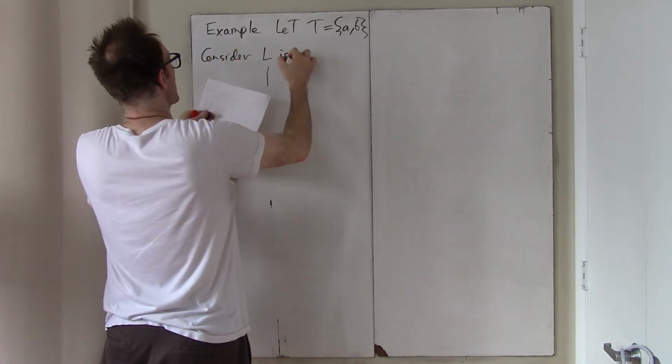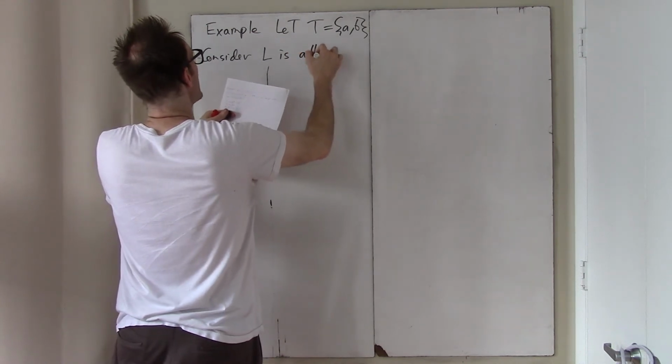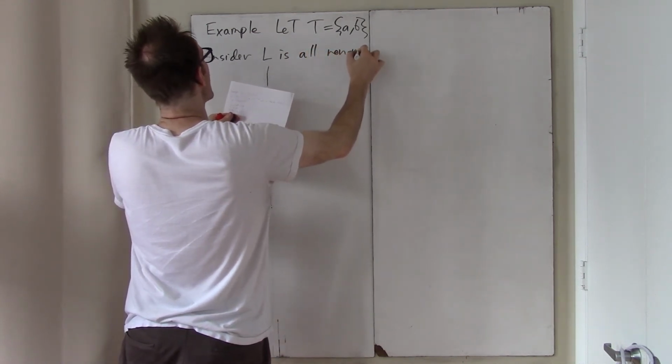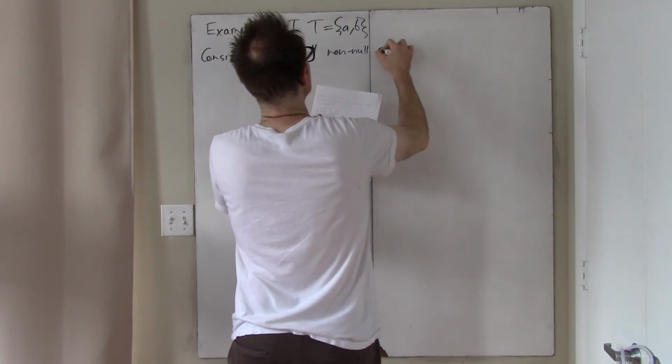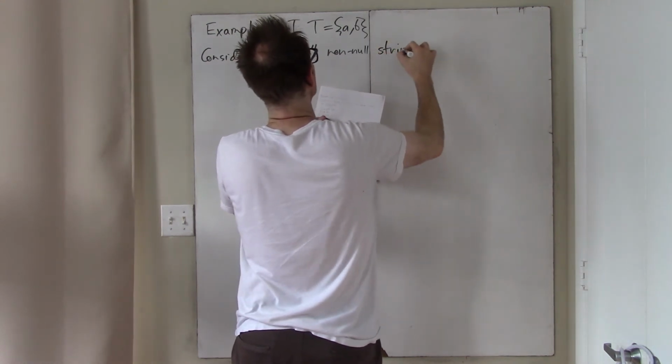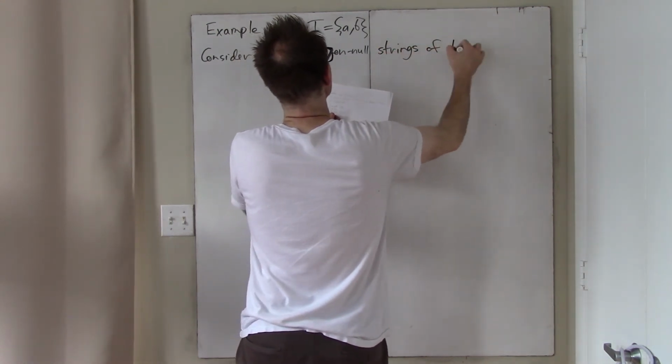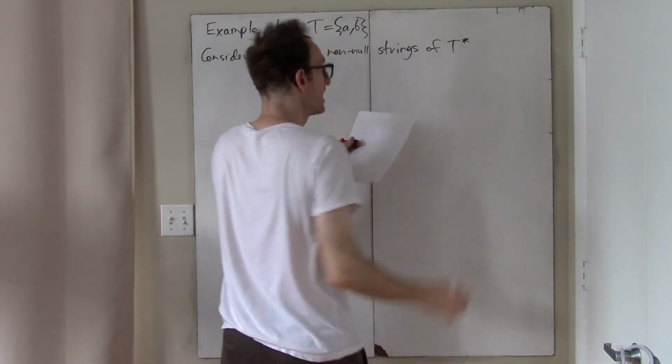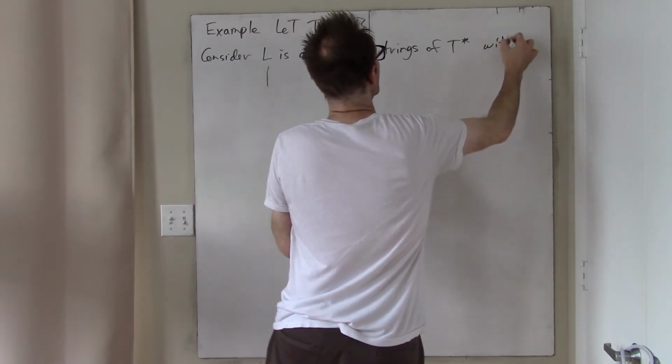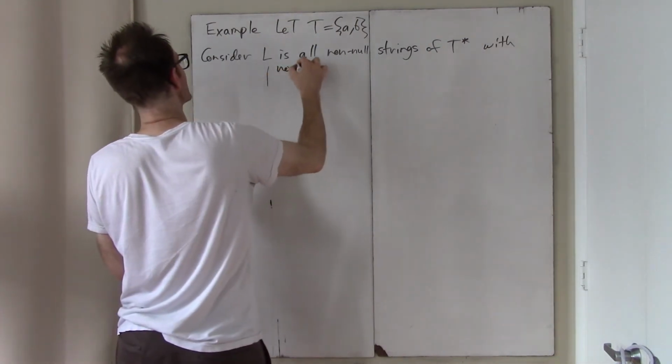L is all non-null strings of T star with no double letters.